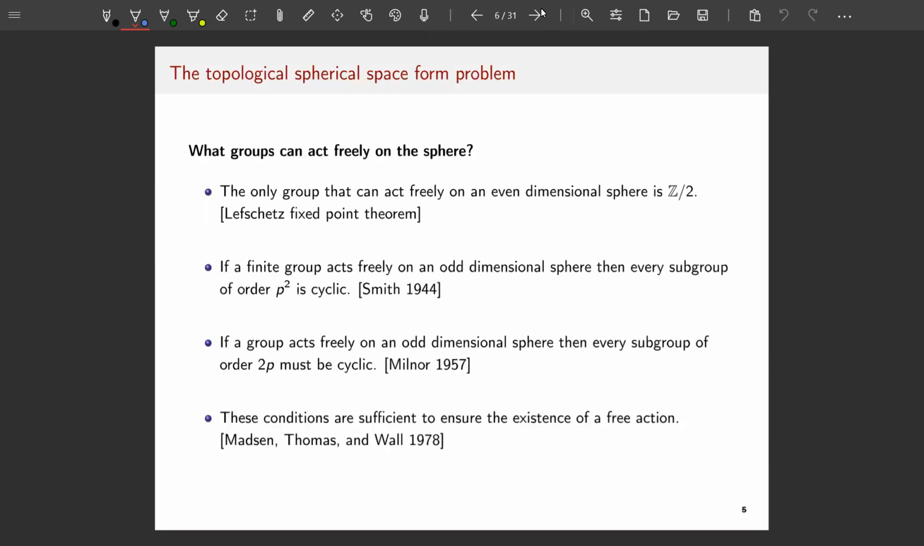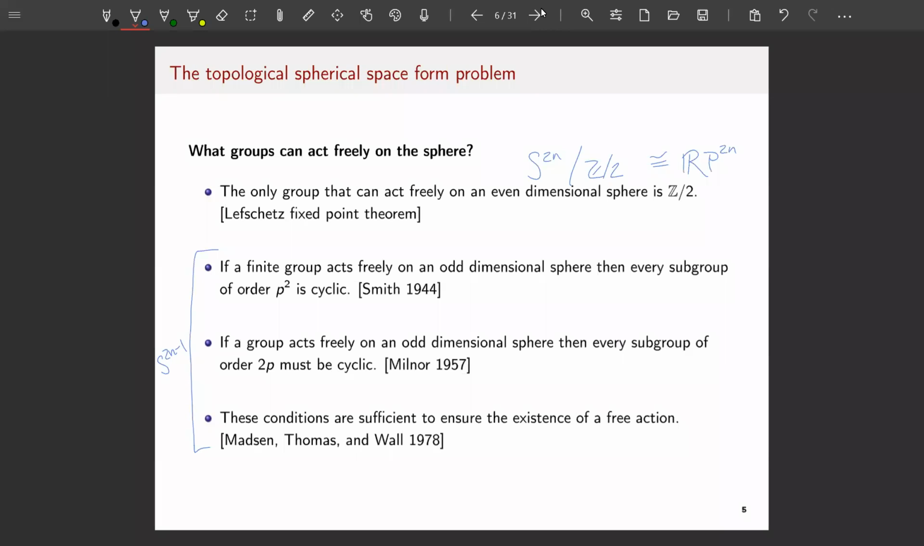If you're looking at an even dimensional sphere, the only thing that can act is Z mod 2. This is by the Lefschetz fixed point theorem. And so these end up just being real projective space. I'm not going to say much about this. It's well studied, lots of information about projective space, but we're not going to talk about that. So instead, I'm going to focus on odd dimensional spheres, S^(2n-1).